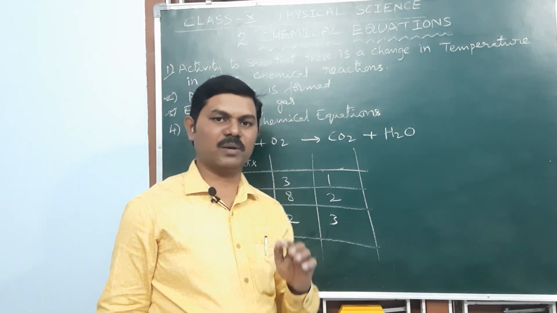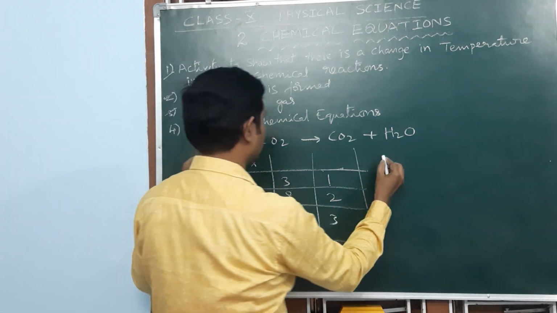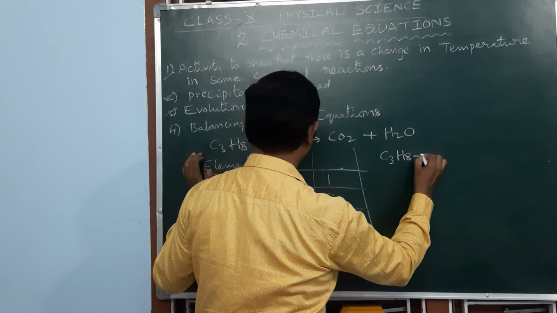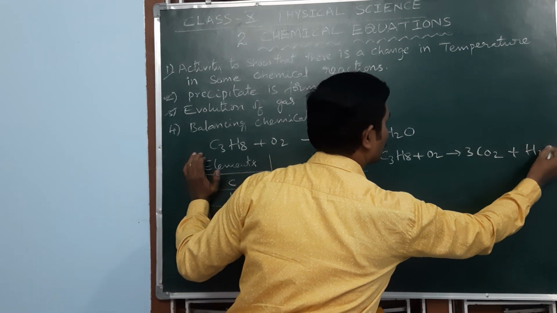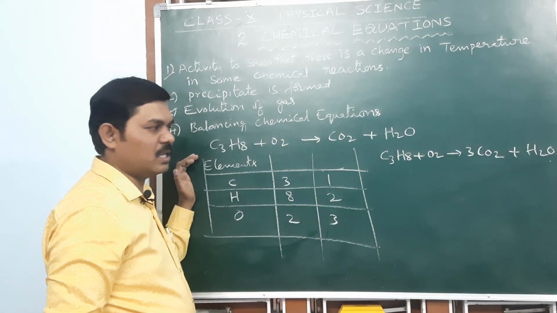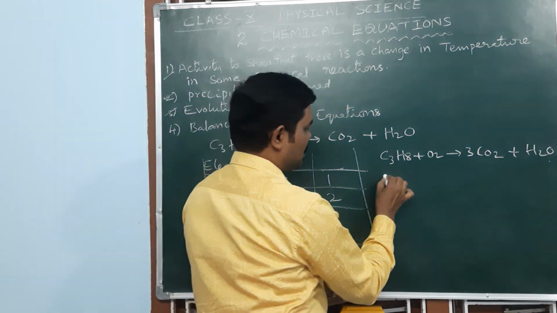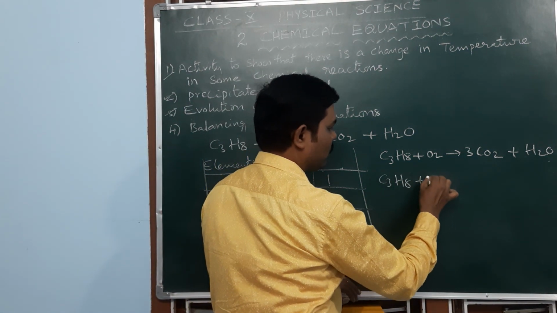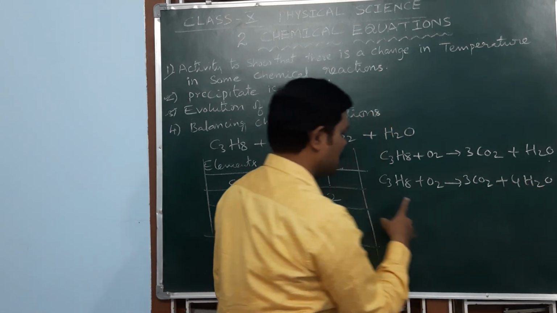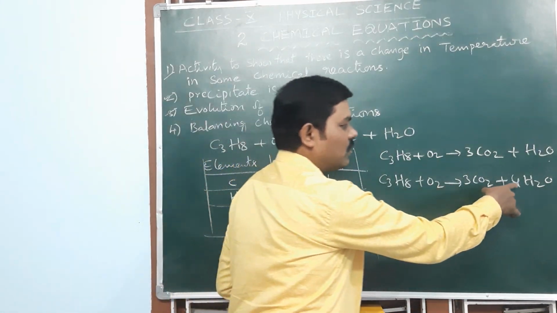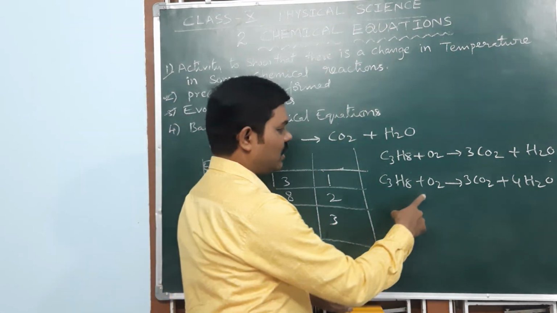First, in order to balance the carbon atoms, the reactant side has 3 and the product side only 1. So first we take C3H8 plus O2 gives rise to 3CO2 plus H2O. So carbon atoms are balanced by taking 3 as the coefficient of carbon dioxide. Now we will balance the hydrogens. C3H8 plus O2 gives rise to 3CO2 plus 4H2O, because there are 8 hydrogens on the reactant side; if you take 4 as the coefficient for H2O, 4 times 2 is 8 hydrogens. Now let us see the oxygen atoms.